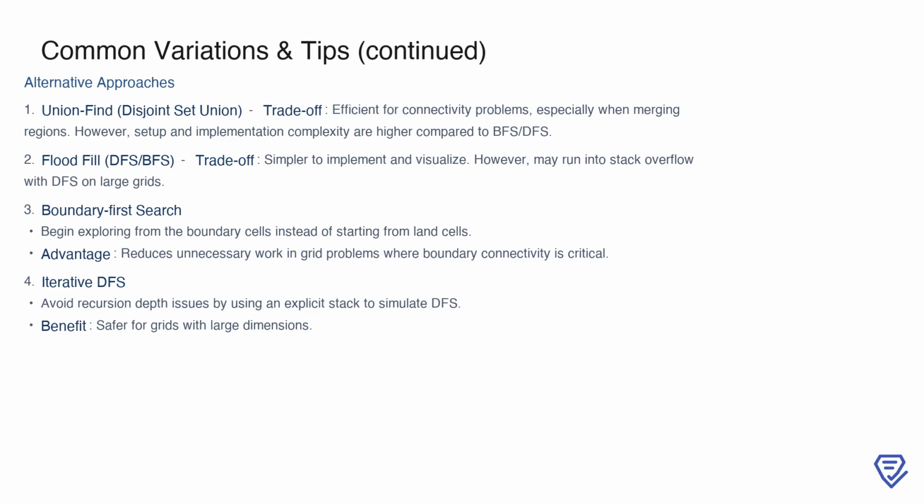A strategy called boundary first search can also be valuable. Instead of starting from land cells, you begin exploring directly from the boundary cells. This can significantly reduce unnecessary work in problems where boundary connectivity is critical. Lastly, iterative DFS is an alternative to the recursive version. It uses an explicit stack to simulate the DFS process. This method avoids recursion depth issues, making it safer for grids with large dimensions. Each of these approaches has its trade-offs, so choose the one that best fits the problem constraints.